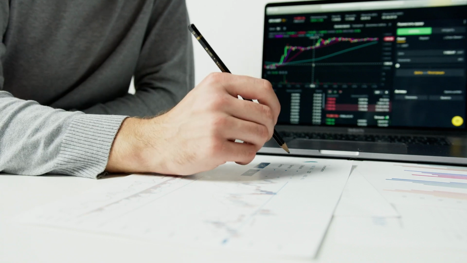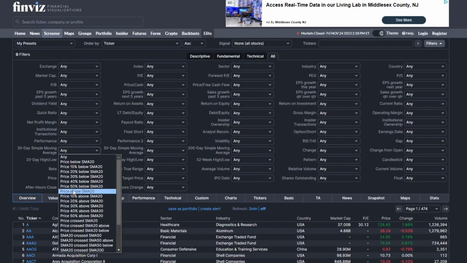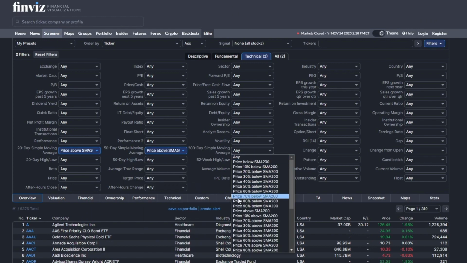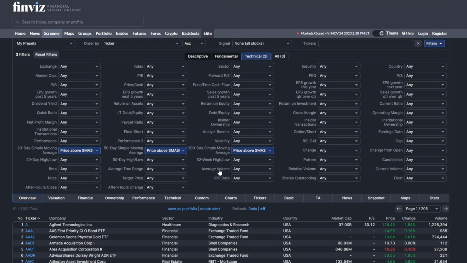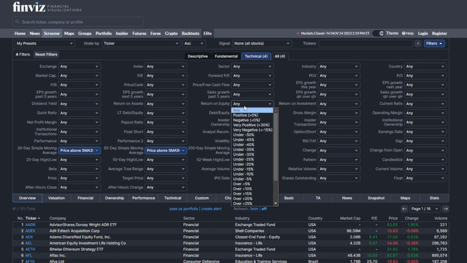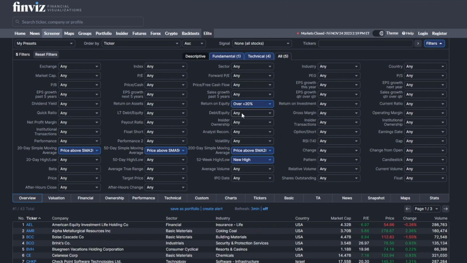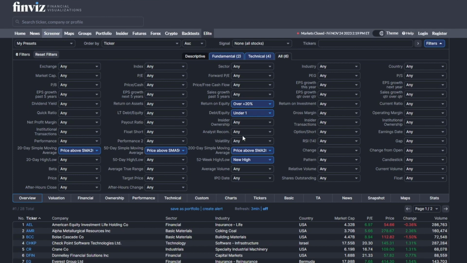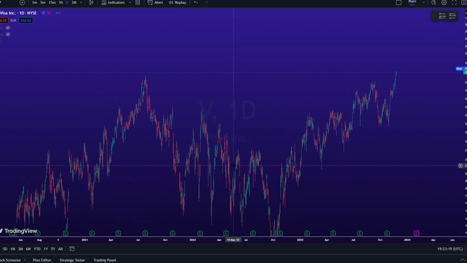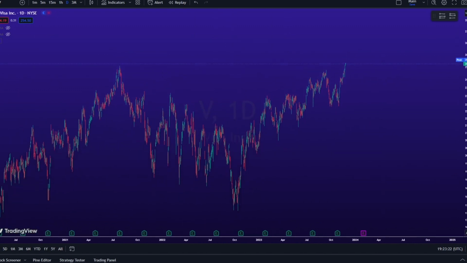Next, we'll be going over a filter for breakouts. So we're going to start by changing the 20-day SMA to above. We want it above the 50-day SMA, and we want it above the 200-day SMA. We also want it to be at a new 52-week high. We want the return on equity to be over 20%. We want the debt equity to be under 1. We want the average volume to be over 100K. This is going to give us stocks that are reaching new highs that are ready to break out to make even higher highs.